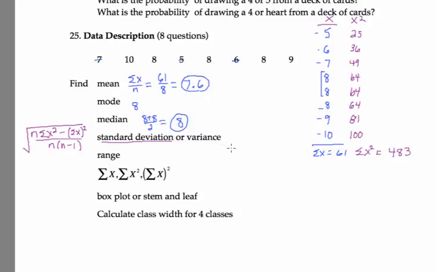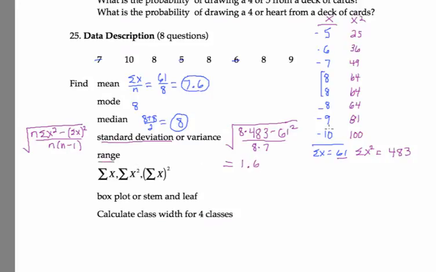So my standard deviation will be square root of n is 8, sum of the x squareds, 483, minus sum of the x's squared, so that's 61 squared, over n times n minus 1. I'll evaluate that. I get 1.6.